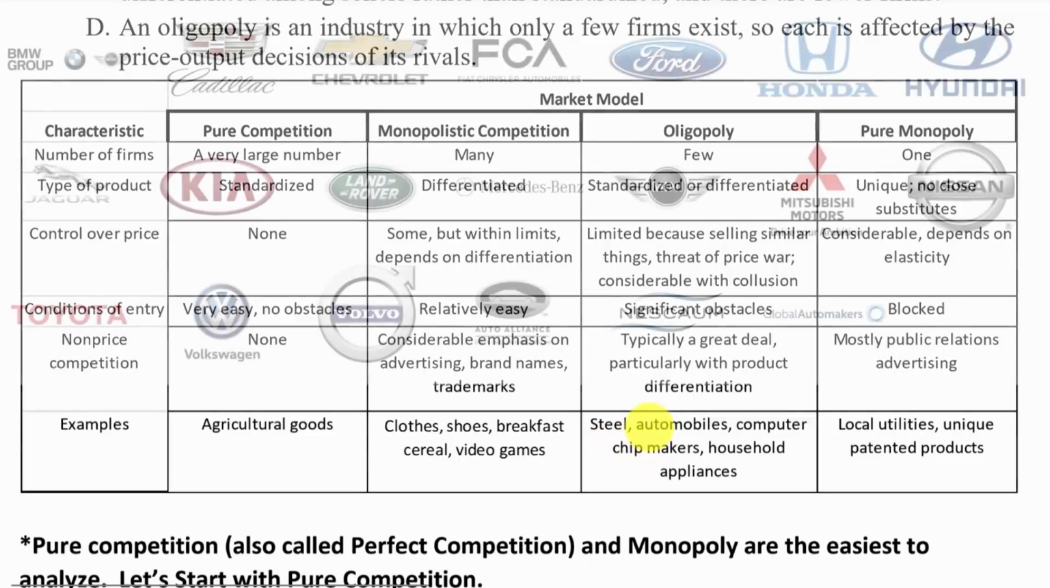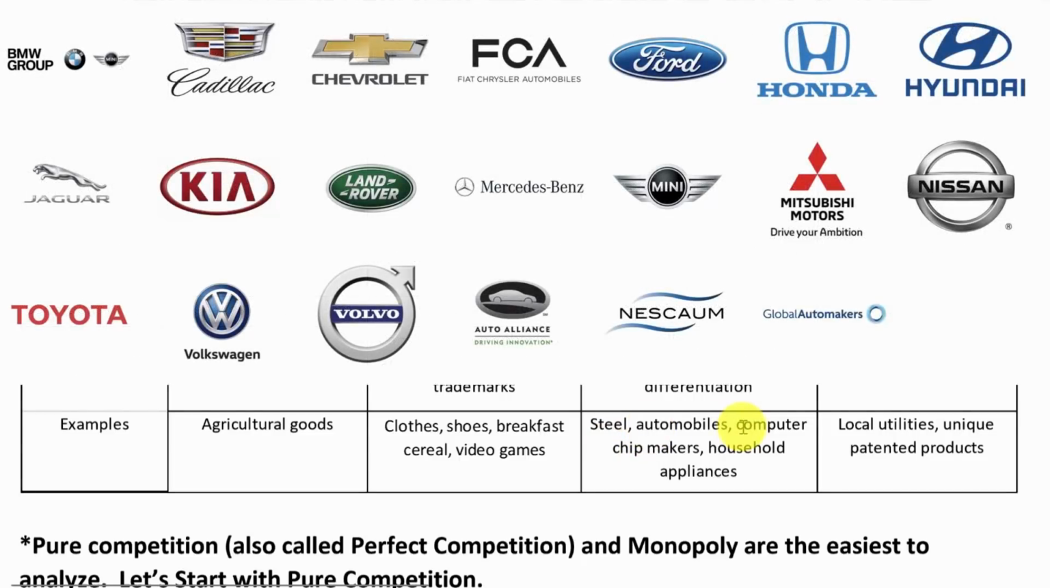The automobile industry. Automobiles, I don't know, are they standardized or differentiated? Well, in one way you could think that most companies have their standard smallish car and their mid-size car and their kind of large family car, and most companies have their minivan, and minivans are pretty darn similar.